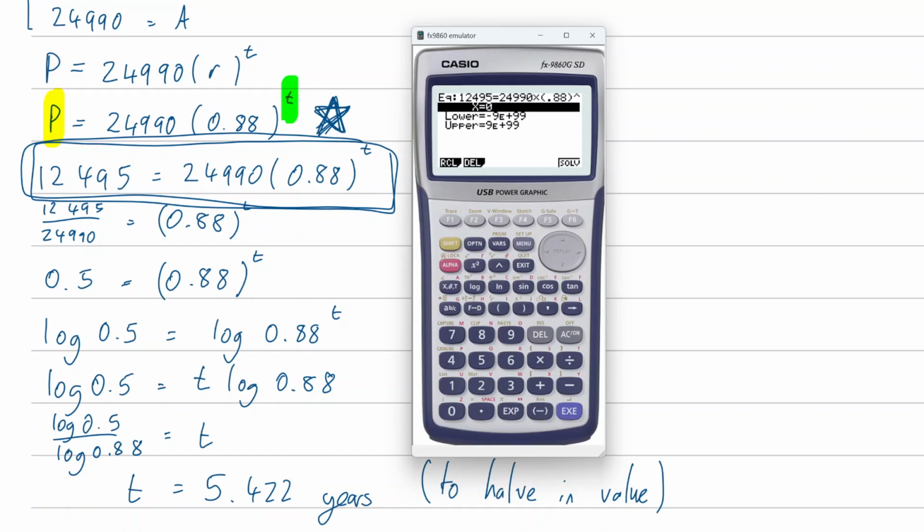Now this little window here is saying it's going to start searching for the equation from 0, and it's going to search between like -9 quintillion billion and +9 quintillion billion, whatever these numbers are, really big and small. But we just hit F6, solve. And so that's saying x equals 5.422, which is what we got using our log equation as well. So, save the marker some time, tick.